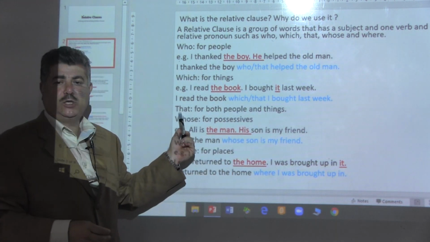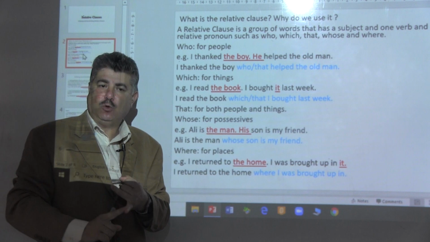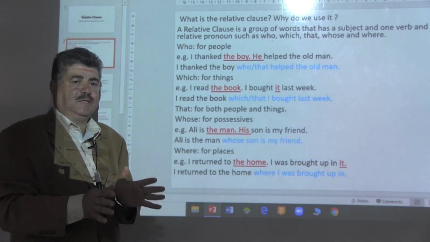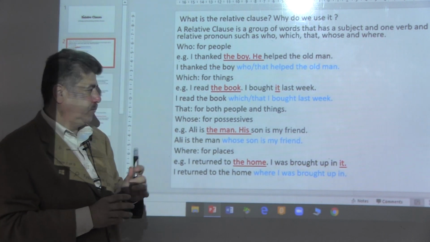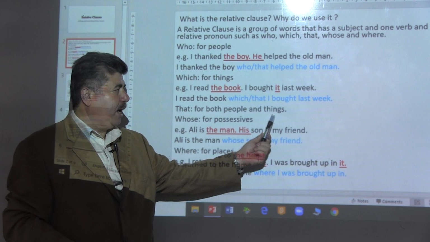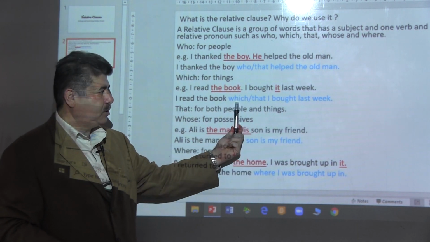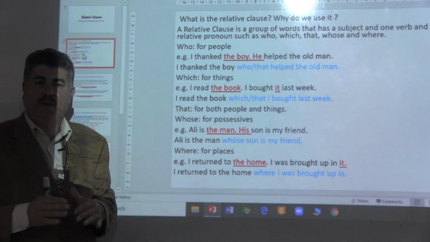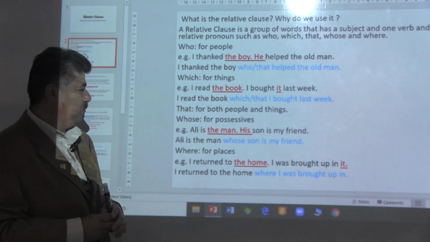Now I can use "that" in the place of "who" and in the place of "which", for both people and things. This only happens in defining relative clauses, as we're going to see later. Here "that" replaces "which". Here "that" replaces "who". So I can use it in the place of "who" and in the place of "which".